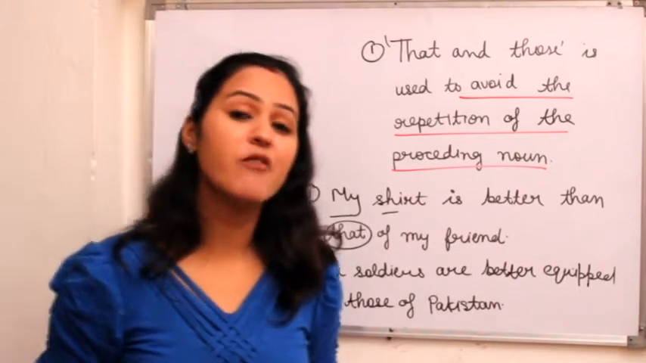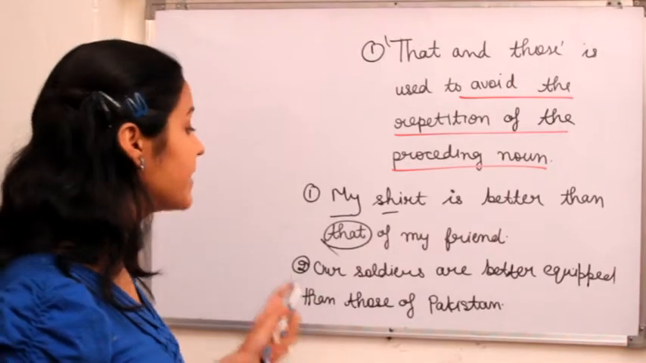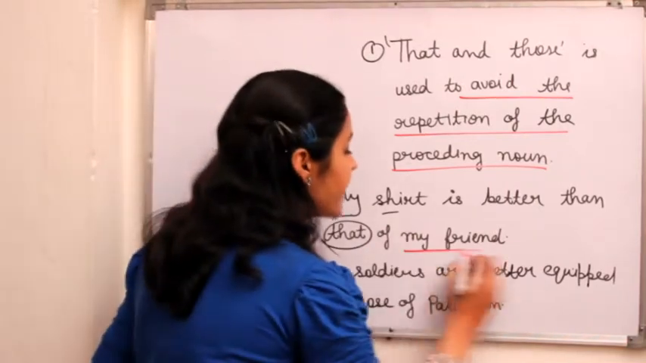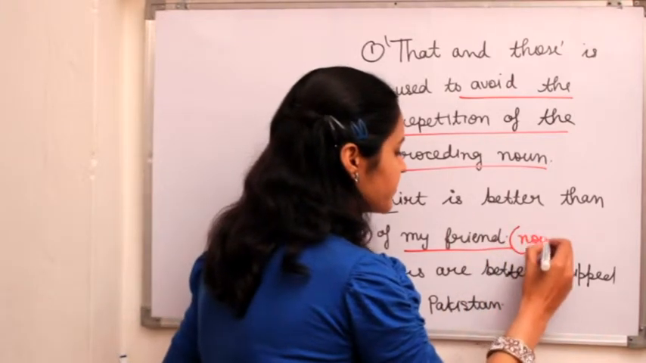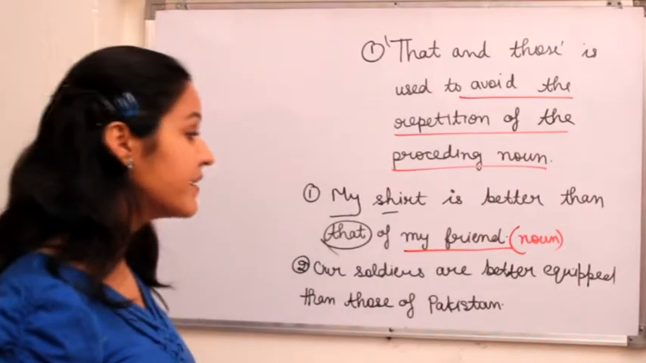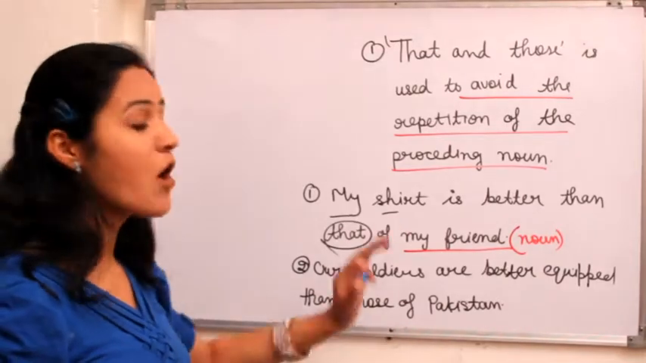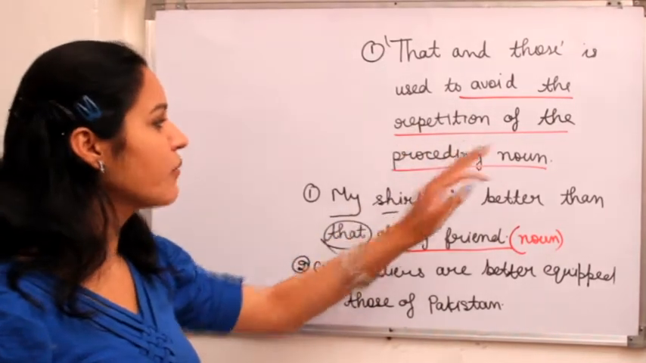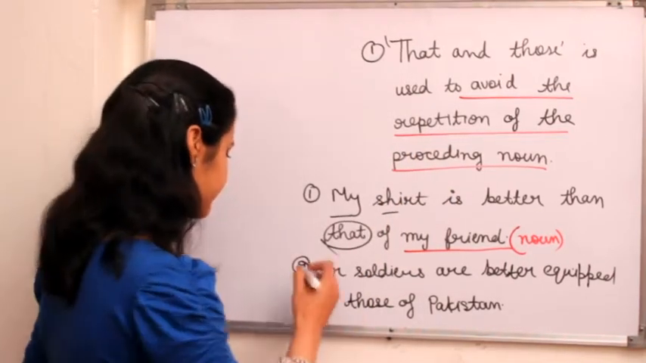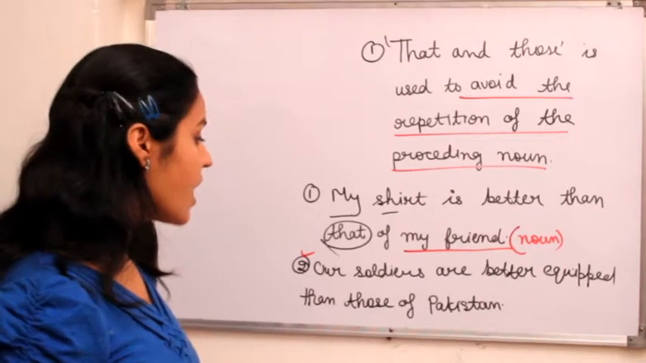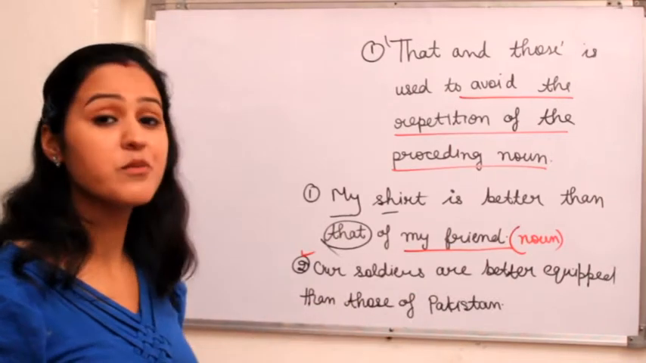A noun is the name of a person. So here I write my shirt is better than that of my friend. It means that my friend is counted as a noun. So I utilize that only to avoid the repetition of the preceding noun. And another is: our soldiers are better equipped than those of Pakistan.